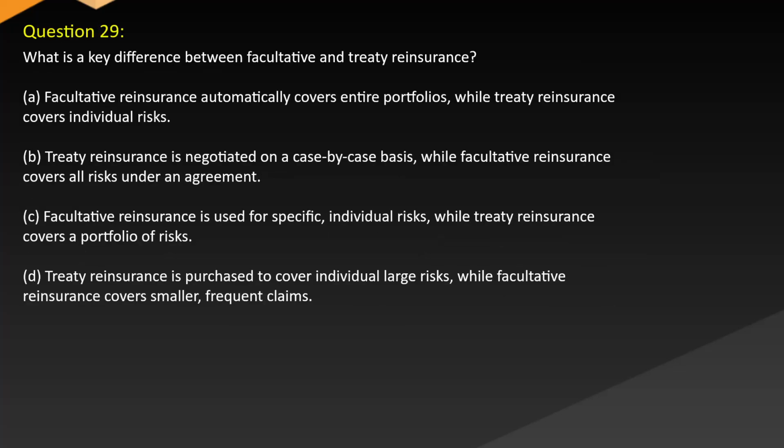Question 29. What is the key difference between facultative and treaty reinsurance? A. Facultative reinsurance automatically covers entire portfolios, while treaty reinsurance covers individual risks. B. Treaty reinsurance is negotiated on a case-by-case basis, while facultative reinsurance covers all risks under an agreement. C. Facultative reinsurance is used for specific, individual risks, while treaty reinsurance covers a portfolio of risks. D. Treaty reinsurance is purchased for individual large risks, while facultative reinsurance covers smaller, frequent claims.